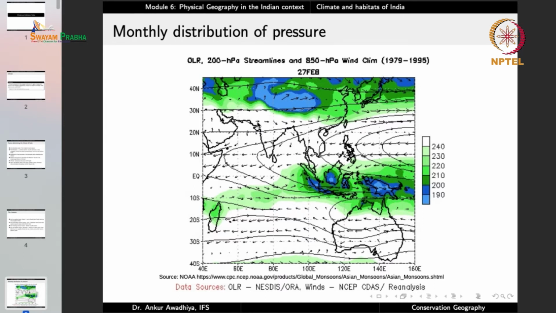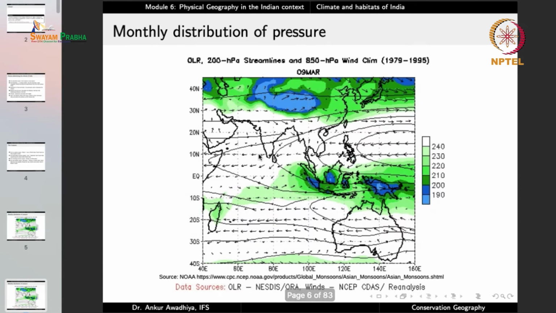Now if you look at the wind directions, we can observe that in the eastern portions of the country there is a strong wind that is moving from the northwest to the southeast. In the western portions of the country we have the winds that are blowing from the west to the east. In the southern portions of the country we have winds that are moving from northeast to southwest. And towards the very south you have mostly a wind that is moving from east to west. So this is the pressure and wind situation in the month of February.